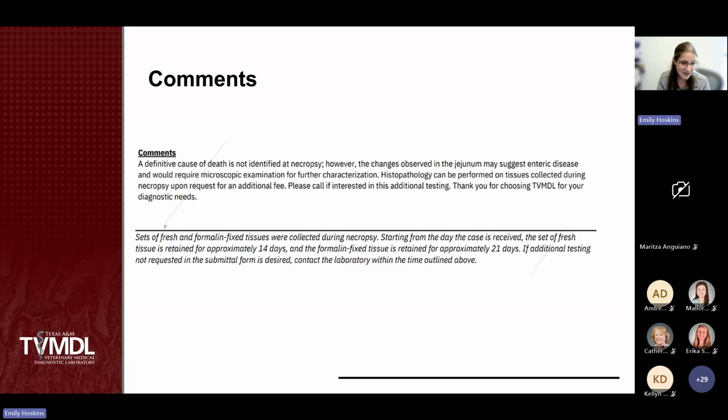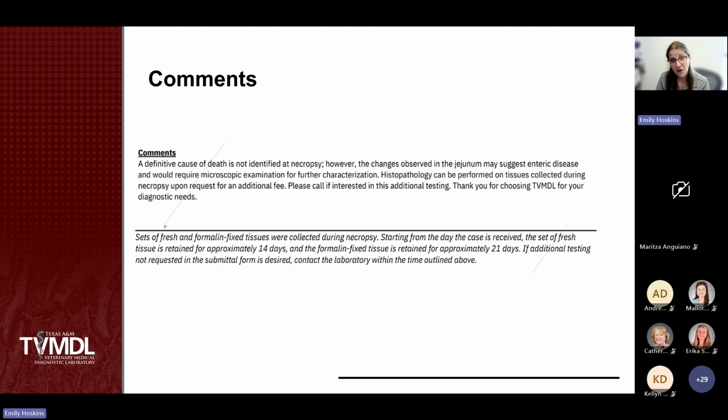But I do have to say that those are the minority of the cases, right? Those are going to be if you get lucky. And so sometimes it's helpful to think about a necropsy as a systematic way of collecting tissues that's meant to guide ancillary diagnostics. And if you're really lucky, you can get a definitive diagnosis from a necropsy.